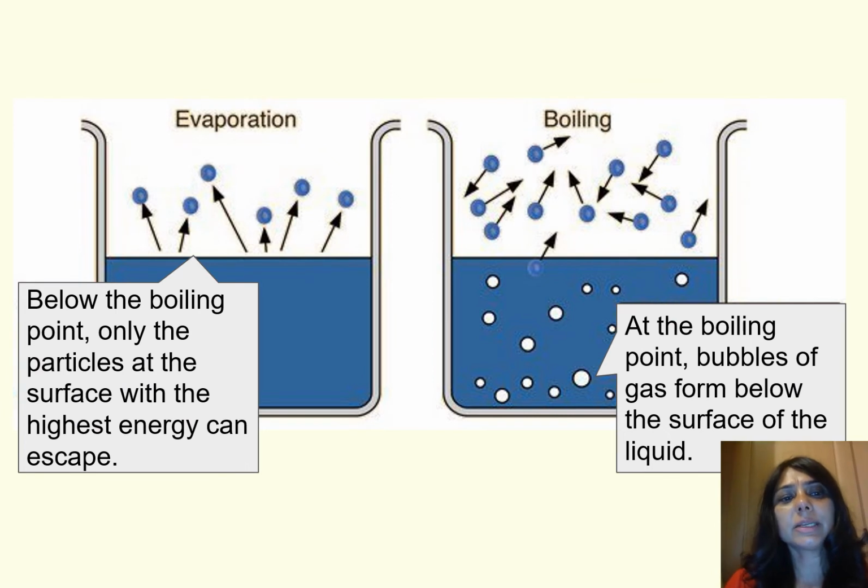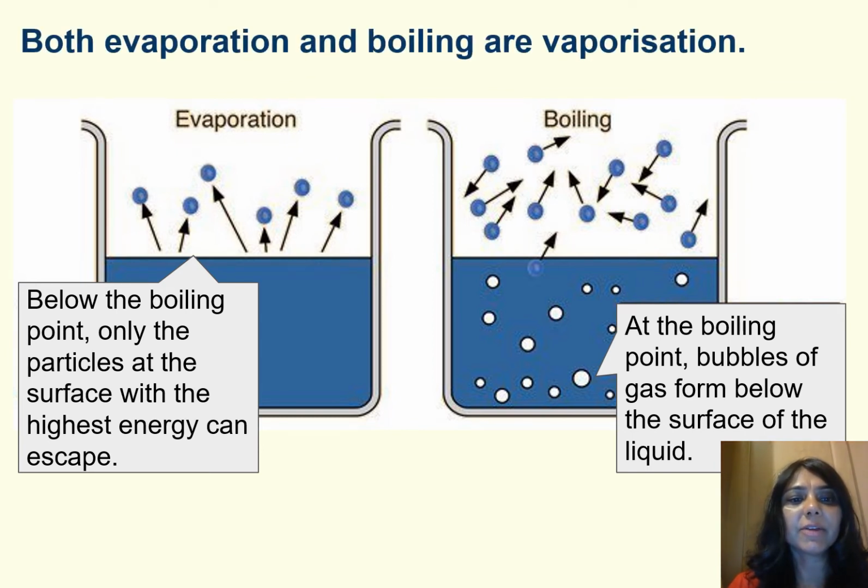In this slide, I'm trying to explain the difference between evaporation and boiling, because students often get confused and use both terms in the wrong manner in science. In evaporation, the particles at the surface have the highest energy so they can escape. But if you look at the diagram for boiling, the bubbles of gas form below the surface of the liquid. So these are two totally different concepts.